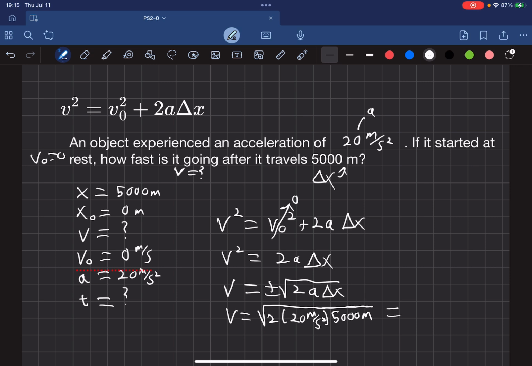Let's just go over the units really quickly. What we have is a square root of meters per second squared times meters. That's going to get you the square root of meters squared over second squared, which is going to get you meters per second. So do we have the correct units? Yes, because we're trying to solve for velocity and we got meters per second.